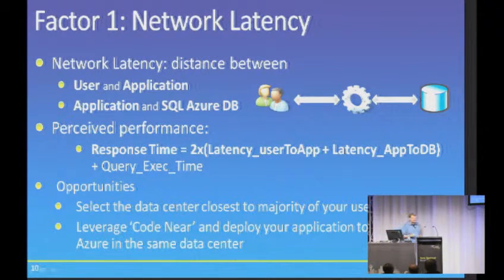So the first factor we like to think about is something called network latency. And network latency is the distance between the user and the application and the database. One of the calculations we like to use inside Microsoft is that response time is 2 times the latency of the user to the application, plus the latency of the application to the database, plus the query execution time. And so one of the opportunities you can use for better performance in your application is to select the data center closest to the majority of the users and leverage a code near model.